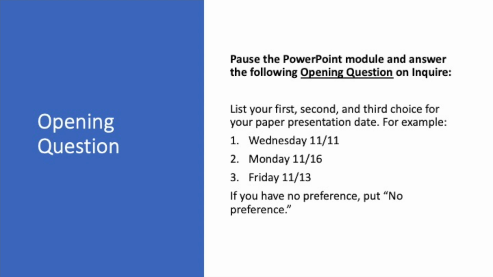For example, maybe your first choice is November 11th, so you'll put that as number 1. Your second choice is November 16th, so you'll put that as the second one. And then your third choice is November 13th. So that's an example of how you could list it for your opening question response. If you have no preference, put no preference. And that'll be helpful for me. I'll just put you wherever there is space available, okay?